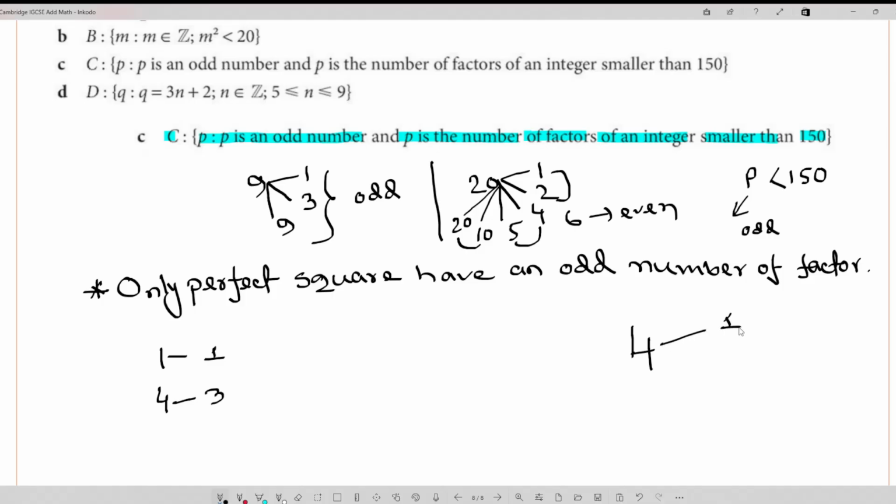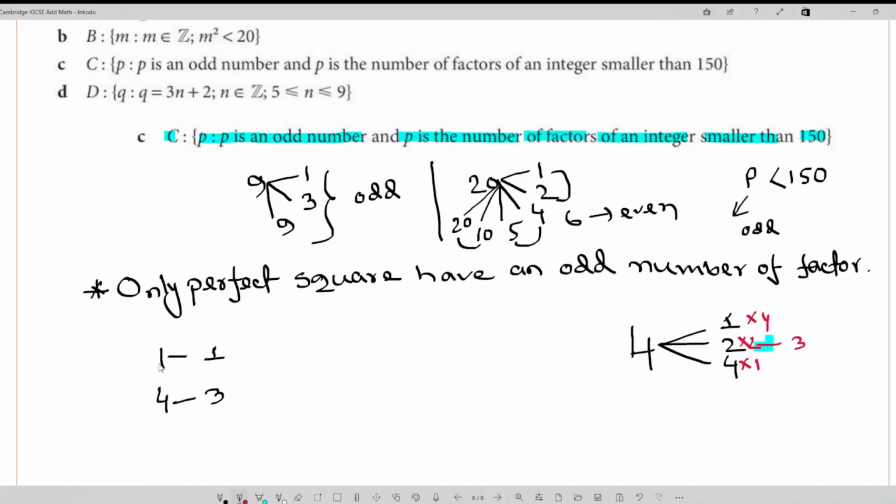So this is 1, this is 2 and this is 4. So look, 4 has 3 factors. Why? Because 1 times 4, 2 times 2 and 4 times 1. So it means 3 factors.